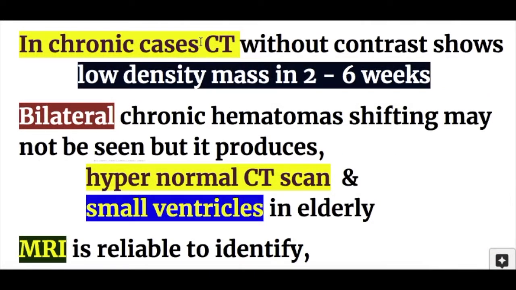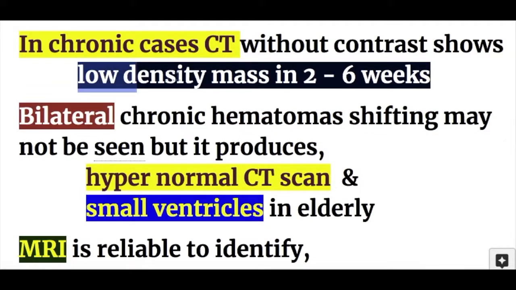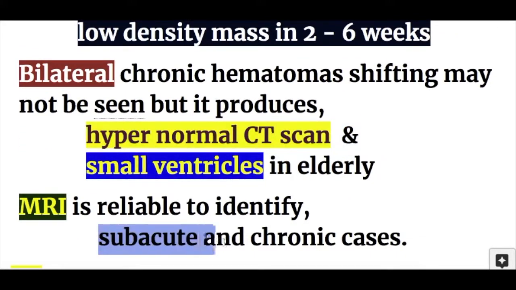In chronic cases, CT without contrast shows a low density mass in 2 to 6 weeks. So in chronic cases, CT will show what type of mass? Low density mass. What happens in bilateral chronic hematomas? So in bilateral chronic hematomas, shifting may not be seen, but it produces a pseudo-normal CT scan. So in bilateral cases, normal structure position, no shifting with a pseudo-normal CT scan, whereas in chronic cases with CT without contrast, they have a low density mass that develops in 2 to 6 weeks. But in bilateral cases, no shifting with a pseudo-normal CT scan and small ventricles in elderly. MRI is reliable to identify subacute and chronic cases.